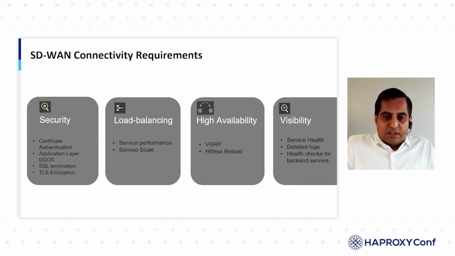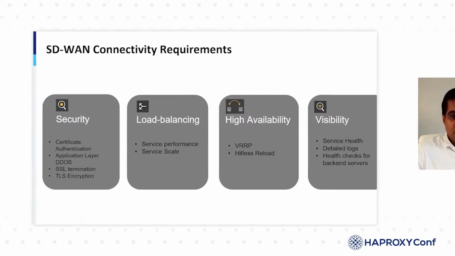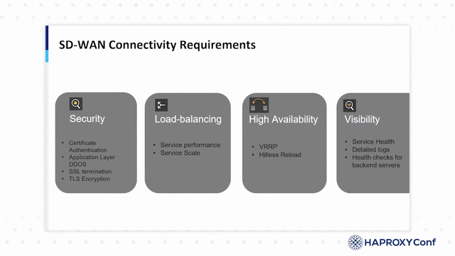Now, security, load balancing, high availability, and visibility form the four key pillars for the requirements that SD-WAN imposes on the intermediate entity or the utility host, which we have referred to earlier. In the security arena, we have certificate authentication. So all these components need to be able to talk to each other using security authentication.